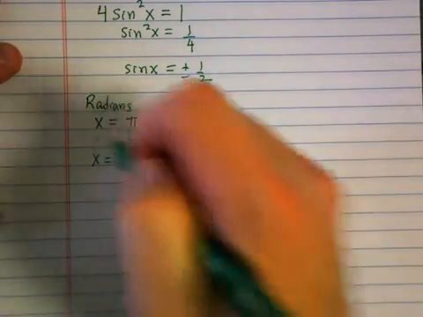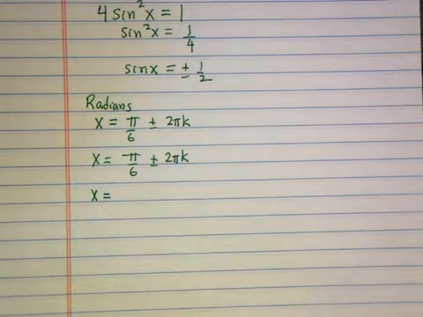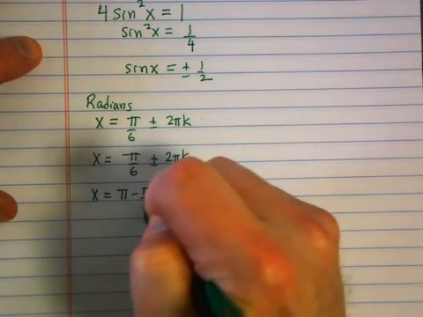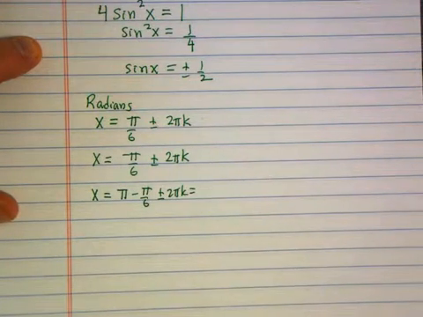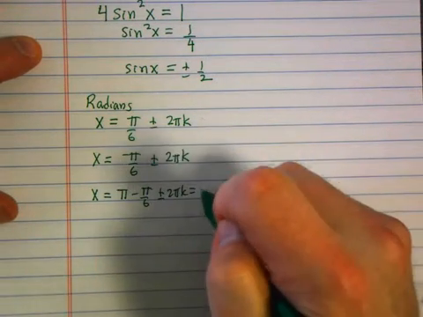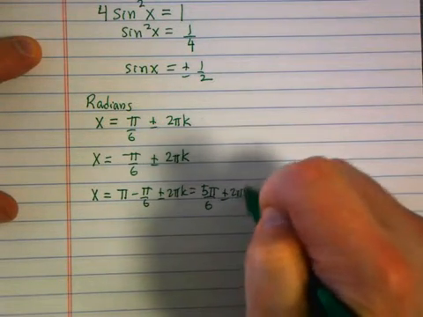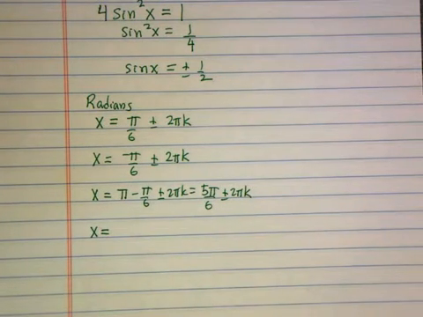Okay. X equals. How do we move to quadrant number 2? Pi minus pi over 6. And again, you get your common denominator, work that out. It's 5 pi over 6. And finally, how do you get to quadrant number 3?